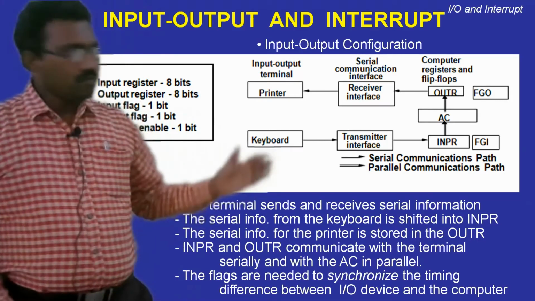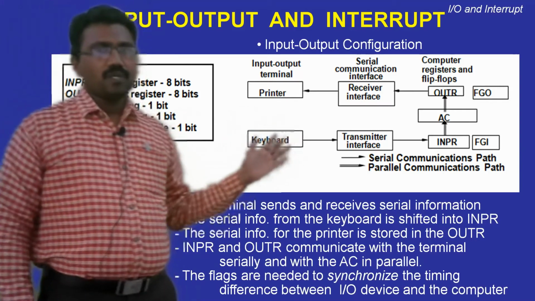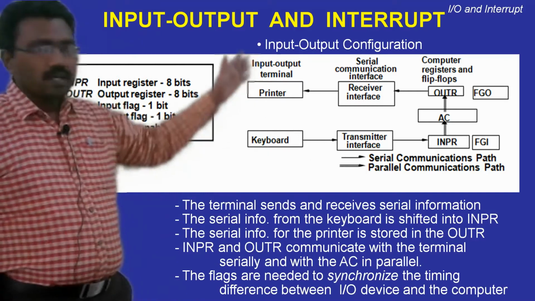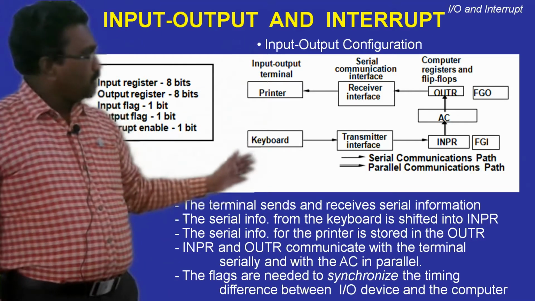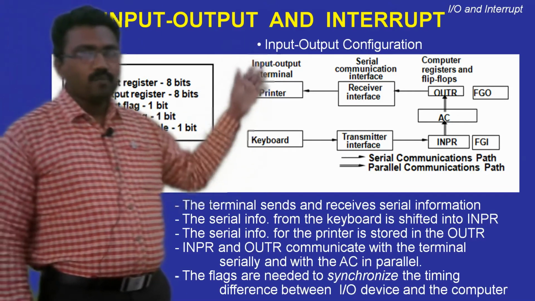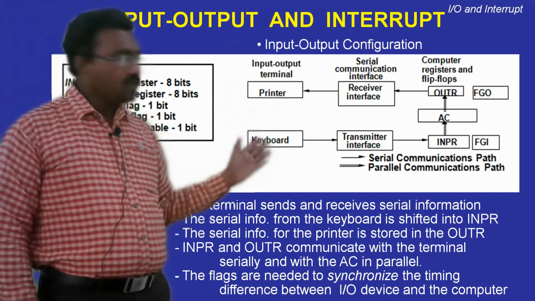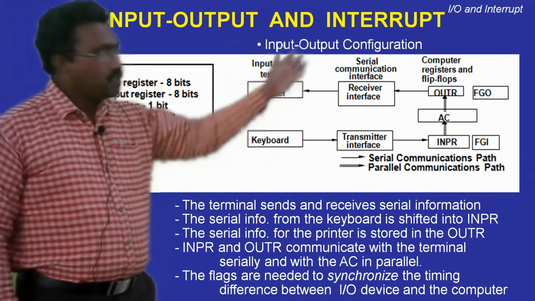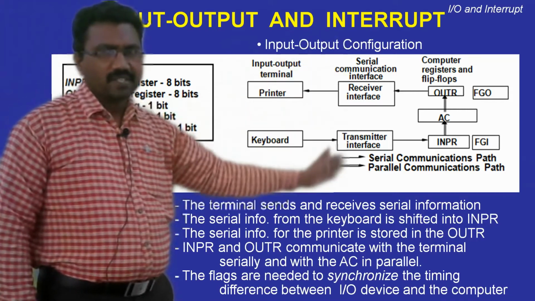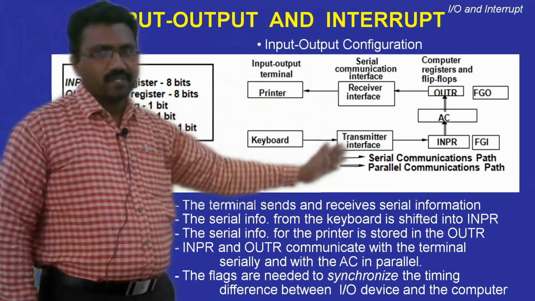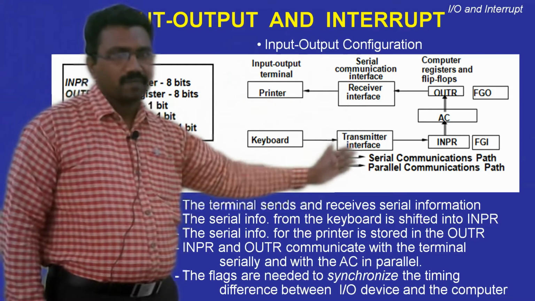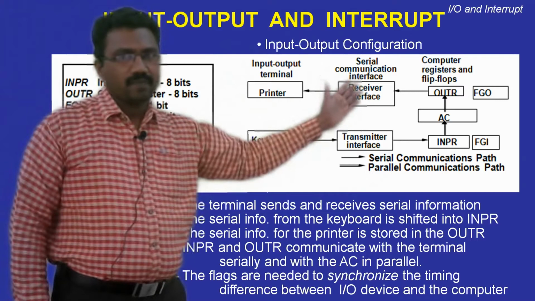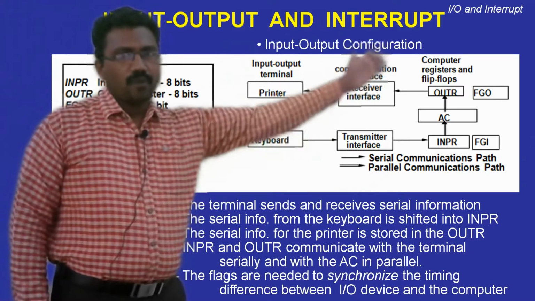Okay, now we will see the basic computer input output configuration. Here this one is the terminal. Here terminal is nothing but one input device and one output device. Here the input device is keyboard and the output device is printer. And this one is interfaces, serial communication interfaces. This is the transmitter interface between keyboard and processor register. This is the receiver interface between printer and processor registers.